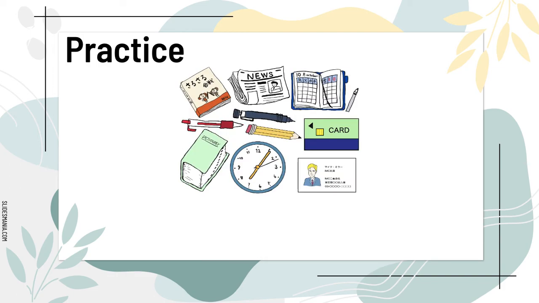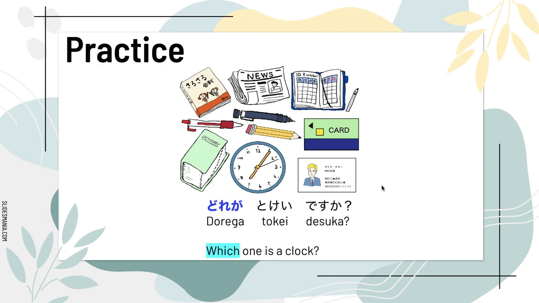Okay, now there's so much stuff in here. So if you're looking for something, you would say どれ. The example says, "which one is a clock?" In Japanese, it will be どれが時計ですか? どれが means which.